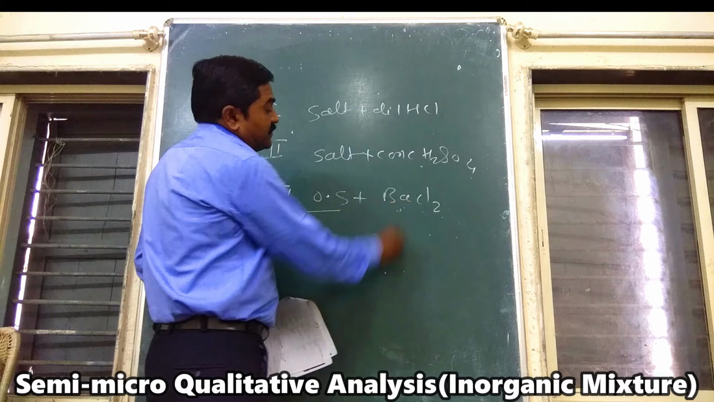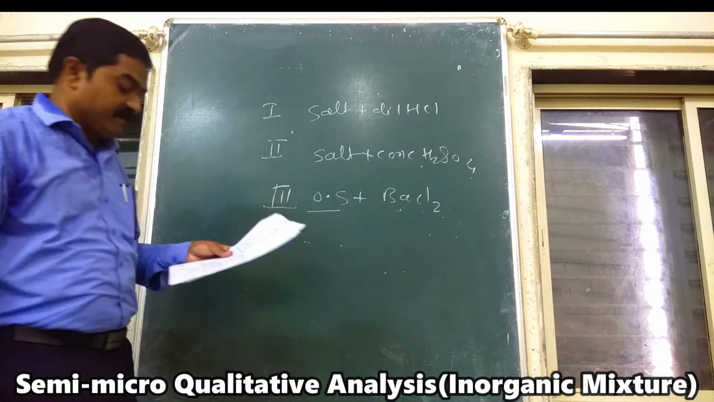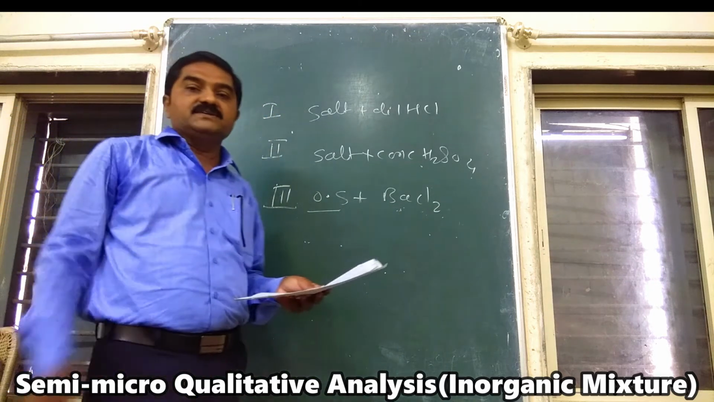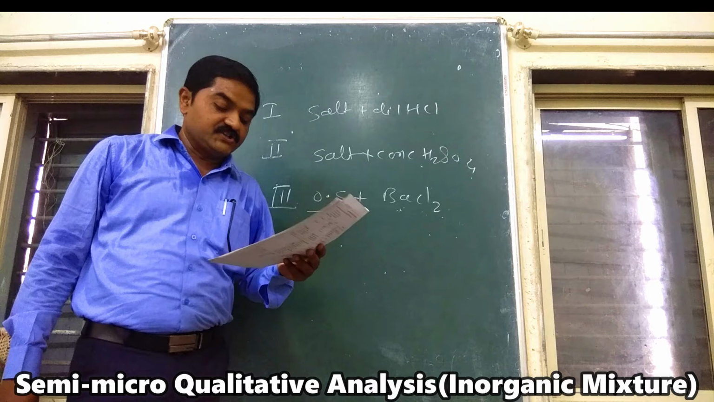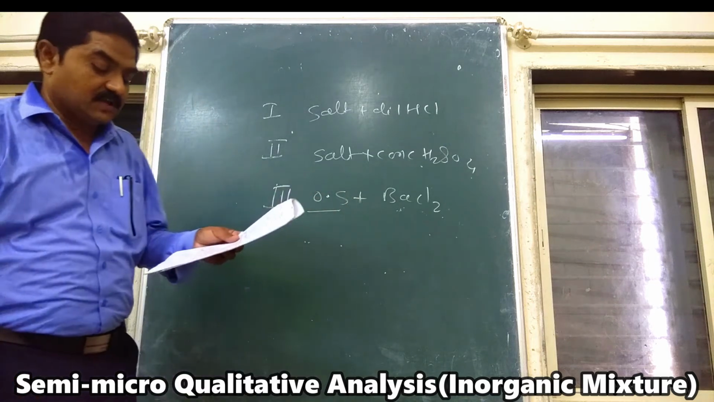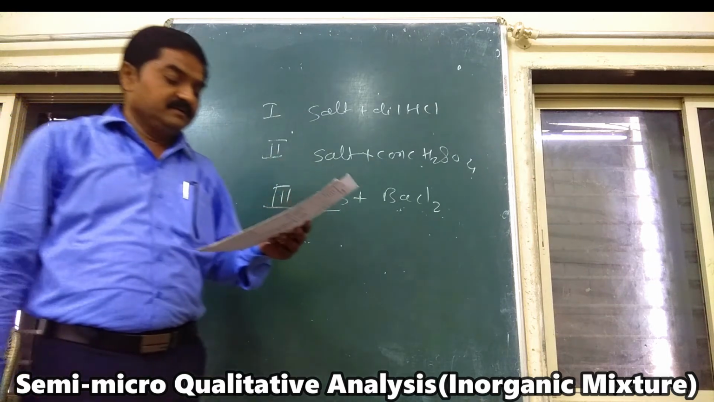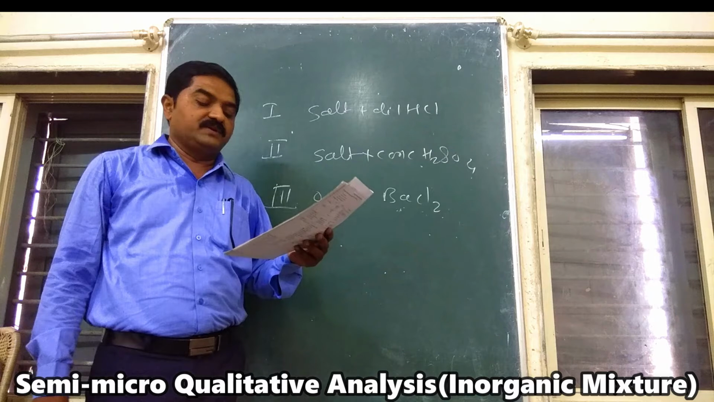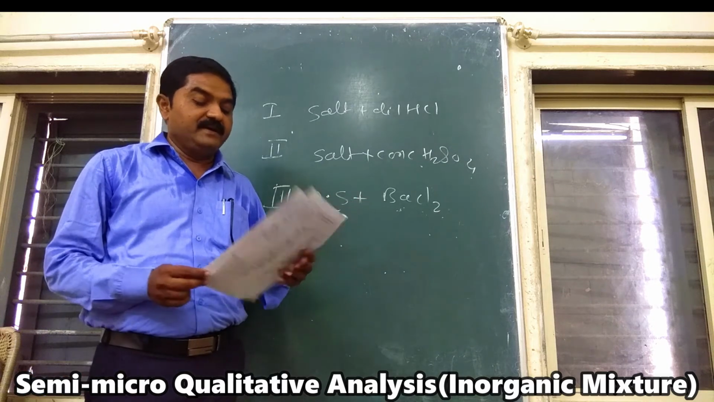And the third one is original solution plus BaCl2. Original solution plus barium chloride gives a white precipitate, and if the white precipitate is insoluble in dilute HNO3, sulfate may be present. Then if the precipitate dissolves in dilute HNO3, phosphate may be present.